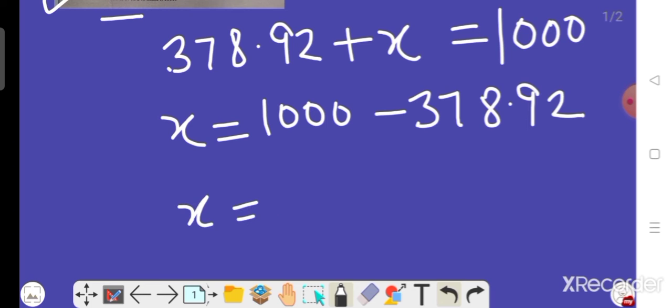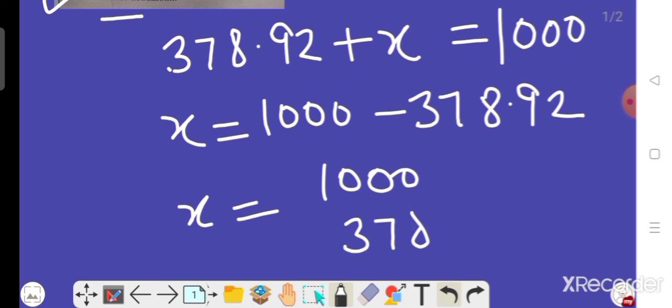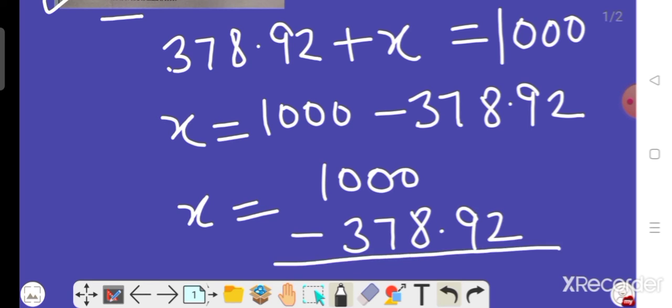X is equal to 1000 minus 378.92. Now we have to write whole part below the whole part and decimal part below the decimal part. But in 1000 we have no decimal part, so we will make decimal part 0.00. Okay, so 1000 we can write as 1000.00. Now we will be able to subtract this.